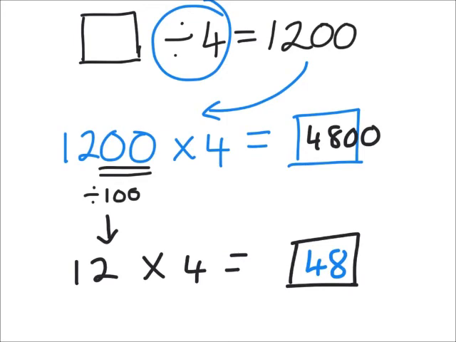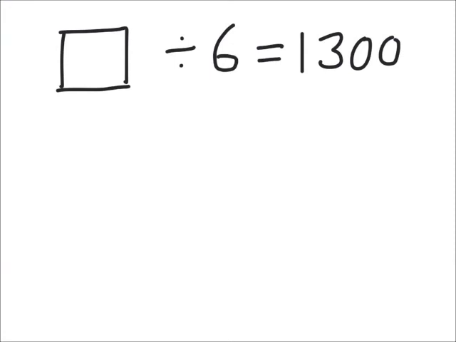Let's have a look at another example just like that. Let's move the screen across. Okay, on the screen then, something divided by 6 equals 1,300. Now, we're going to do exactly the same as we did in the last question. Because we've been given the total over here, we are going to work back to front. We're going to invert the calculation. We're going to do an inversion.